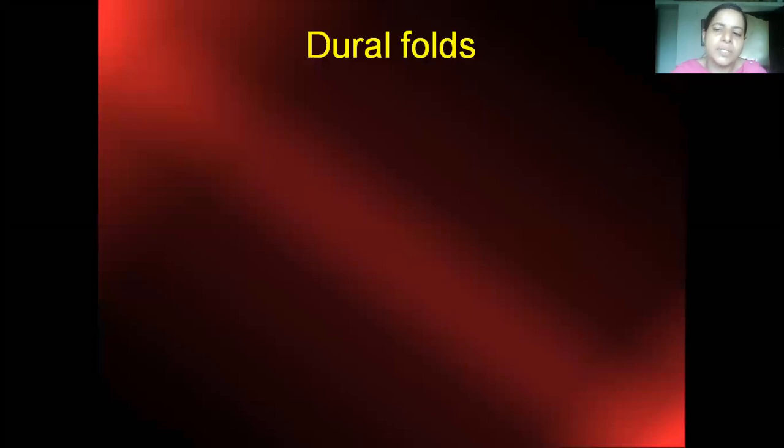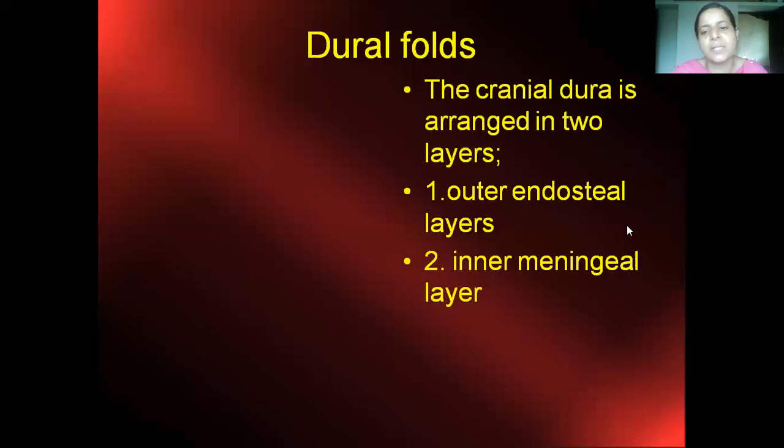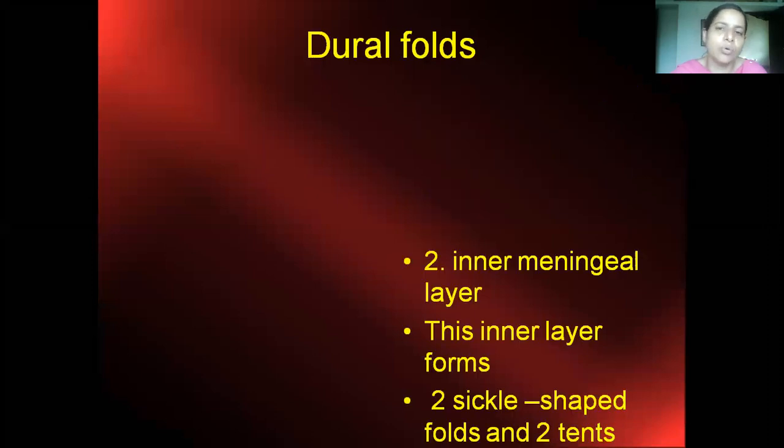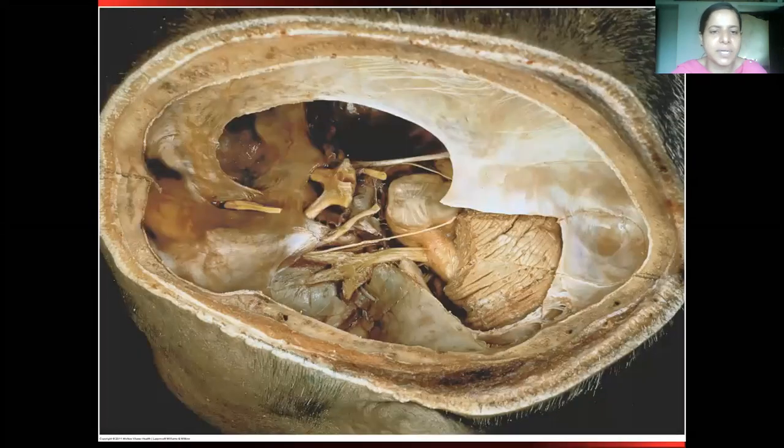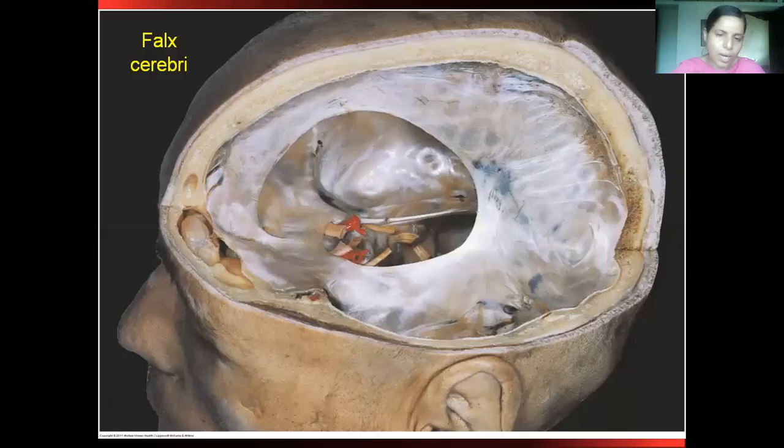So we are going to discuss dural venous sinuses. But before that, I will tell you the dural folds. Okay. So I'll show and tell you so that you will understand very easily. Basically, we have three meningeal layers. We all know that, isn't it? We have dura mater, we have arachnoid mater, and we have pia mater.